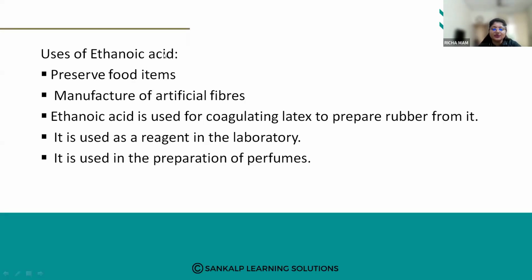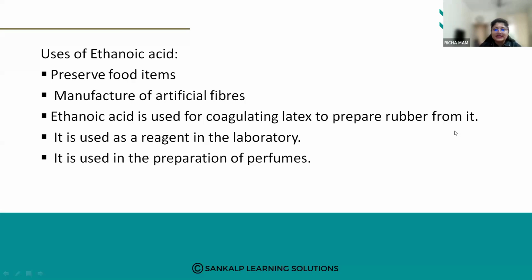It is used to preserve food items so that they should not get spoiled. Then, for manufacturing artificial fibers, we are using ethanoic acid. Ethanoic acid is also used to coagulate latex to prepare rubber.